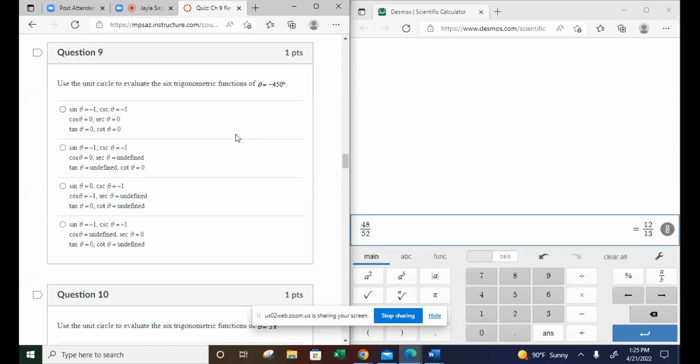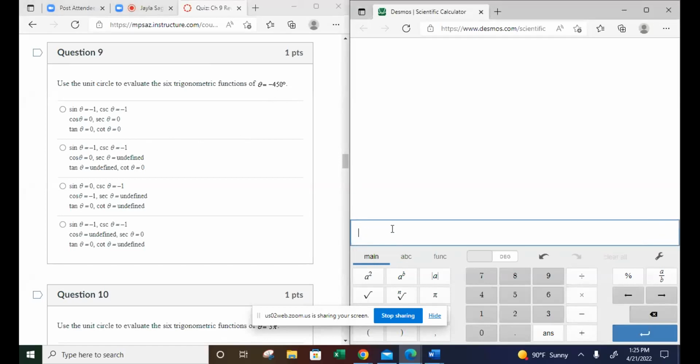All right, so here we're gonna do it indirectly. Notice it wants you to figure out the sine of minus 450, the cosine of minus 450. So go to your Desmos calculator and do a cosine of minus 450. Probably want to put all that in parentheses there.